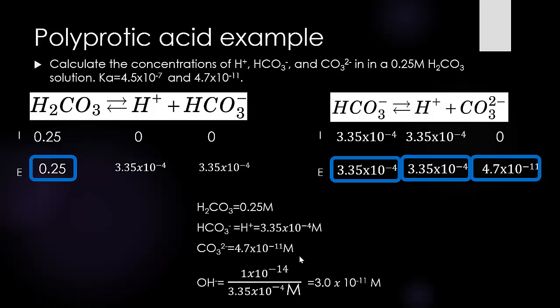The last one we still have to solve for is the concentration of OH-. Since we know the concentration of H+, we can find the concentration of OH- by taking Kw divided by the H+ concentration.